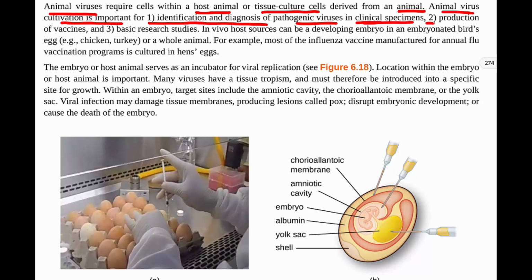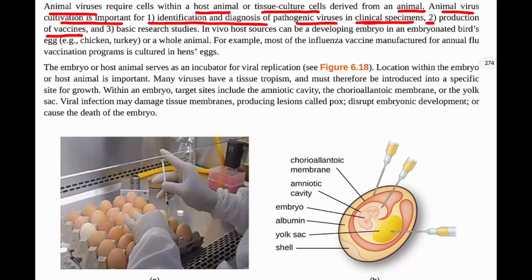Two, production of vaccines. So in order to produce vaccines, we need to produce a lot of the virus, and then we utilize that. We're going to talk a lot more about vaccines in a later portion, but producing lots and lots of viruses is imperative to making vaccines, because then those viruses are adjusted in different ways to make different types of vaccines. So we need to have a lot of them.